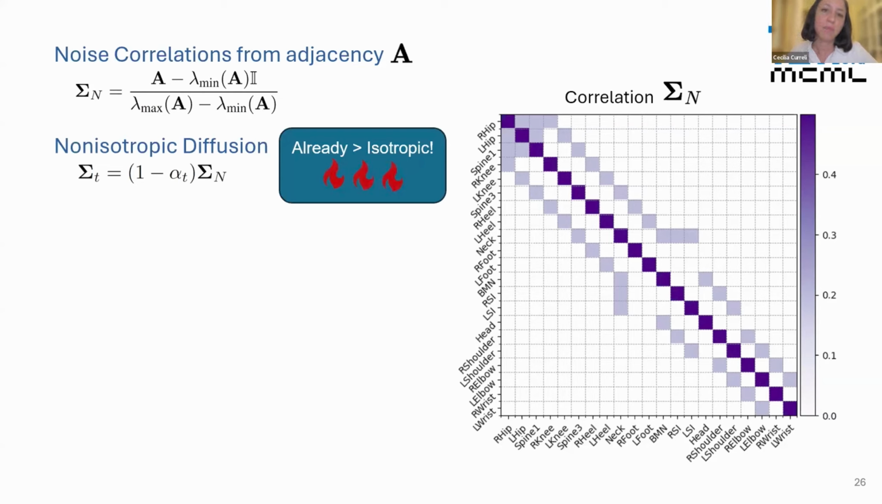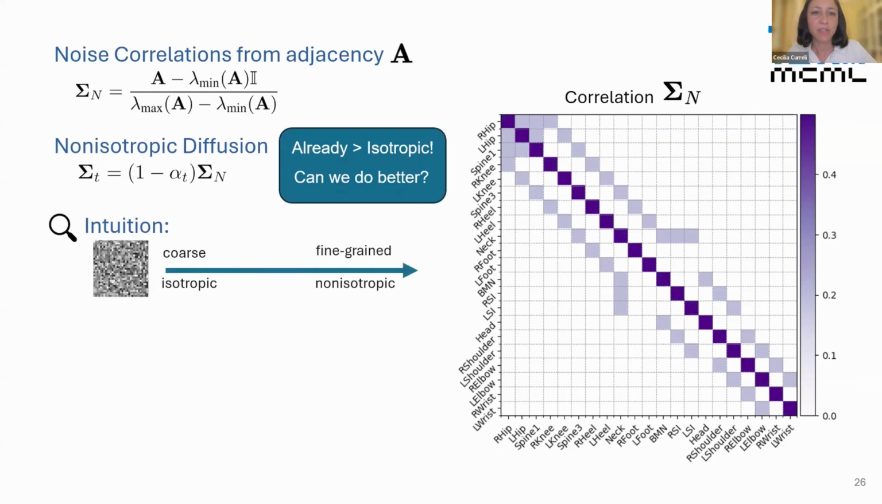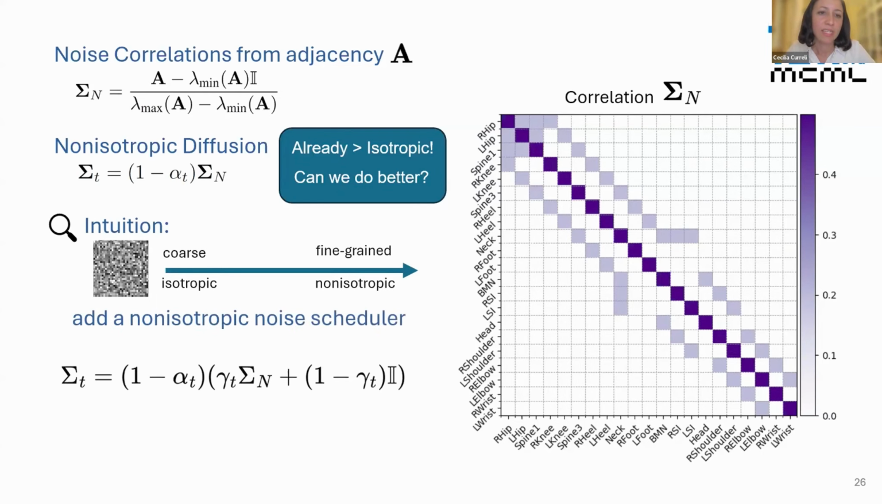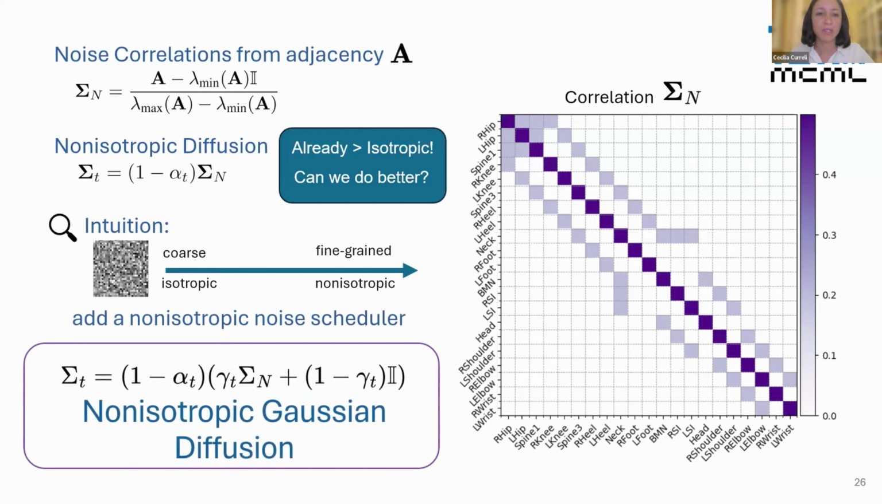And we see that this already performs much better. We obtain better performance, with various advantages that I will describe later. But we go one step further. We see that during the generation process, we go from coarse noise into a more fine-grained image, or in our case, latent code of the human. And so we believe that the correlated noise plays a bigger role towards the end of the process. So we add the non-isotropic noise scheduler, resulting in this formulation, blending isotropic and non-isotropic noise. And this is our final formulation for Nonisotropic Gaussian diffusion.